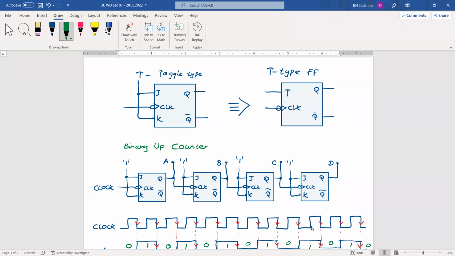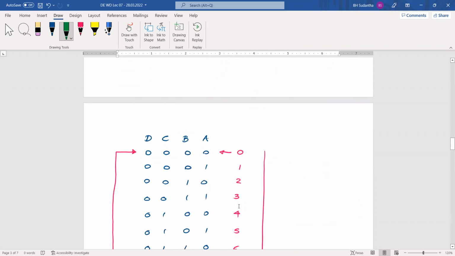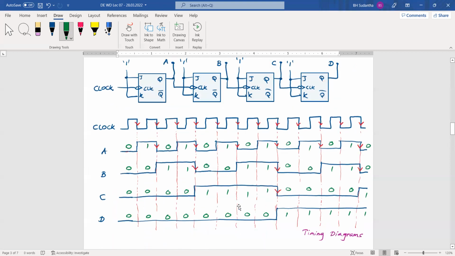But what is the specialty of this count? What is the capacity of this count? How many flip-flops have we used here? Can't we use 2 flip-flops? Can't we use 3 flip-flops? Can't we use more than 4? How can we specifically mention we have 4 flip-flops? There's a relationship. And how many output lines are here? 4. It's DCBA. 4 output lines are there.